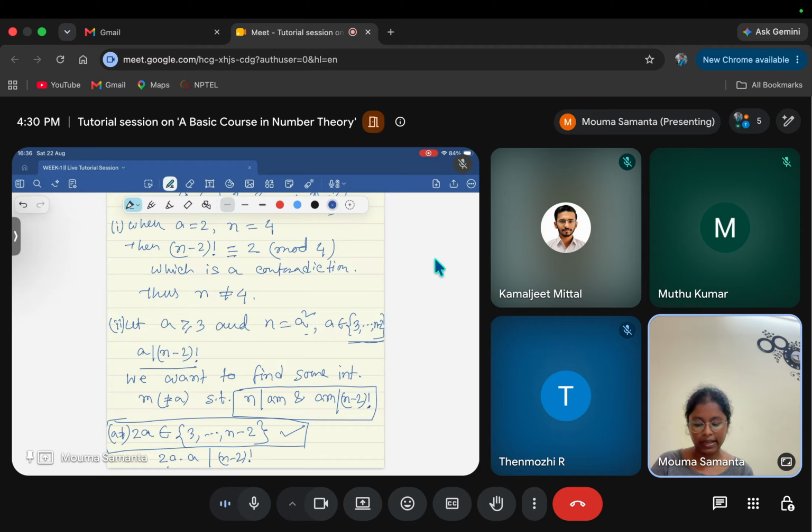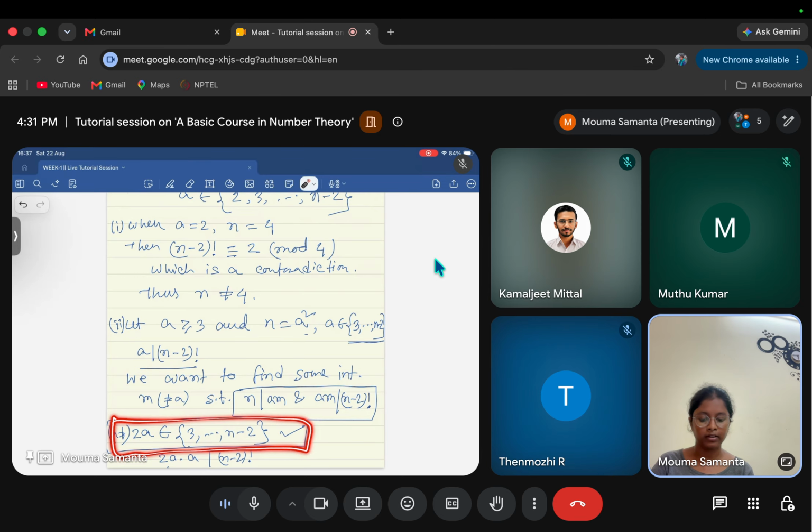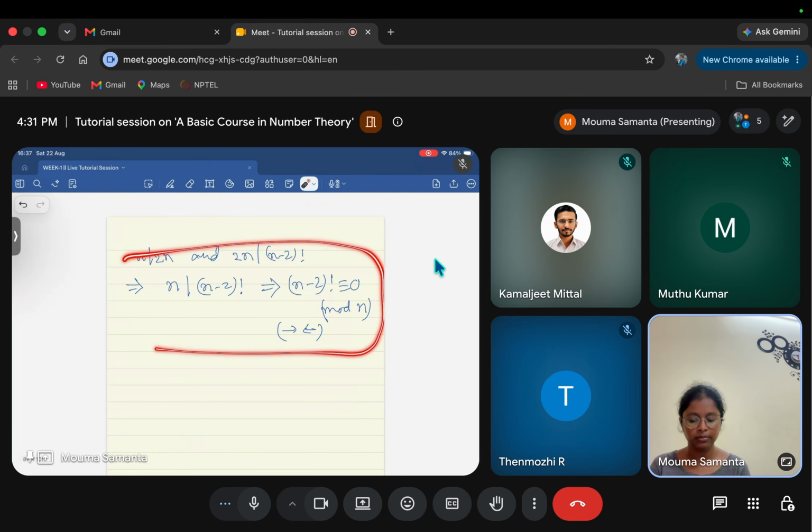So now our aim is to show 2a, this is some integer which is rather different from a, and this 2a belongs to this set. This is the main problem here. Once we can show this statement, then we are done, because this is the logic behind that.